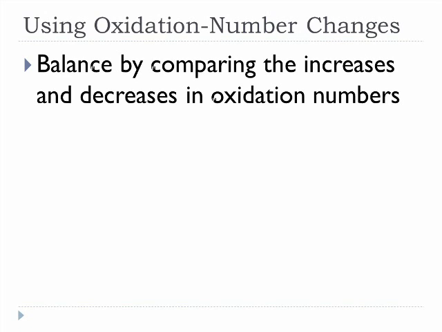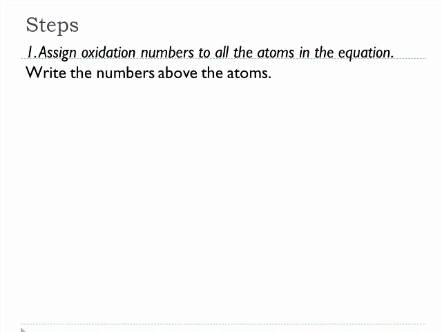This is where we balance by comparing the increase and decrease in oxidation numbers. Let's go through some problems here, and these are the steps, so you're going to really need to memorize these steps as well. It's not as though you have to memorize them one by one, but the more you do these problems, you just kind of get to know the process. So let's try with this equation.